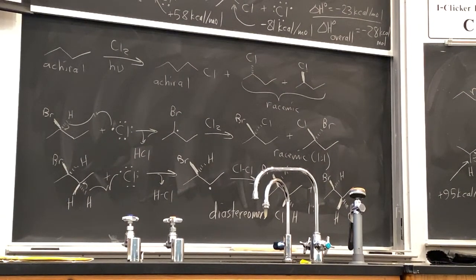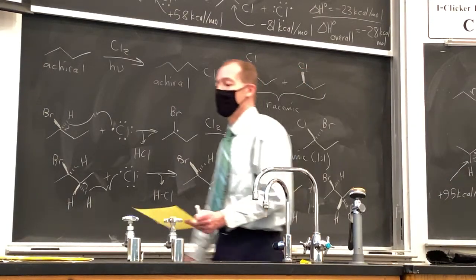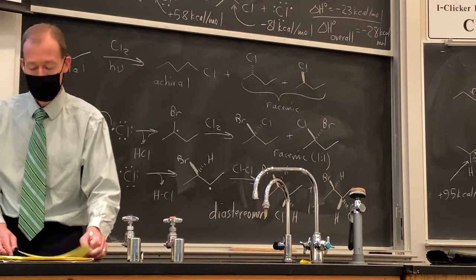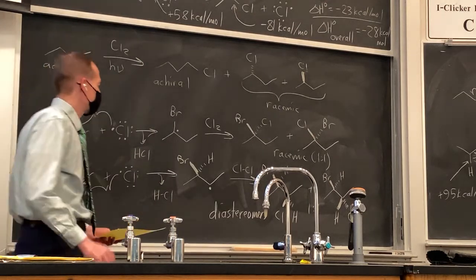So if you're performing the halogenation of a chiral alkene, if the reaction occurs at the stereocenter, you generate a racemic mixture. If the reaction is occurring somewhere other than the stereocenter, you're going to generate a mixture of diastereomers. Okay? So a lot of things to consider when we think about stereochemistry of radical reactions.